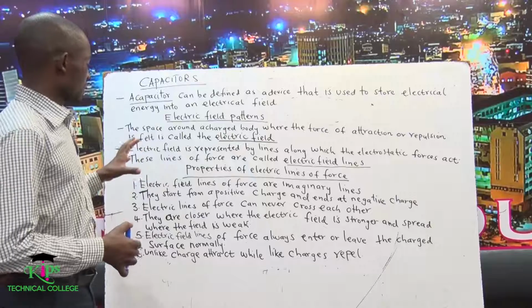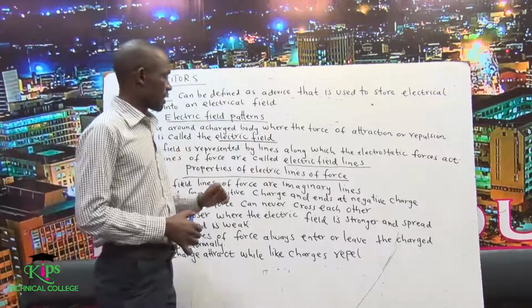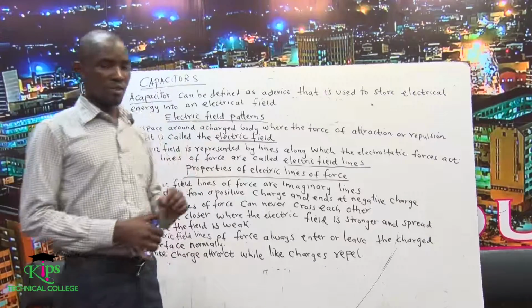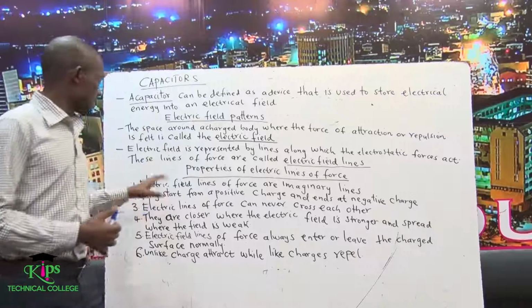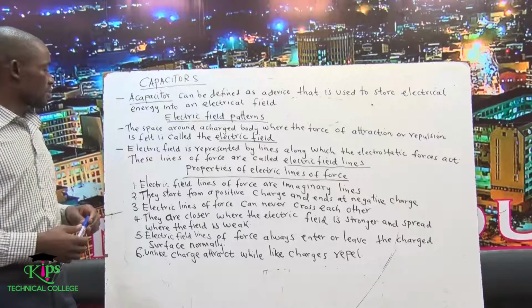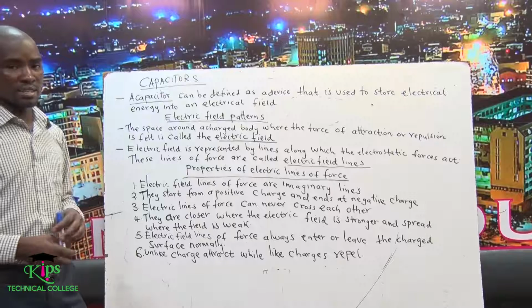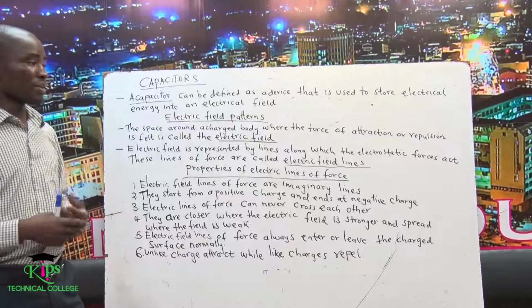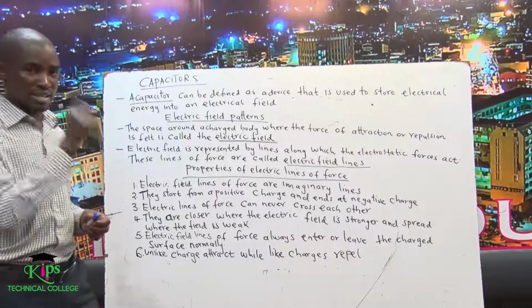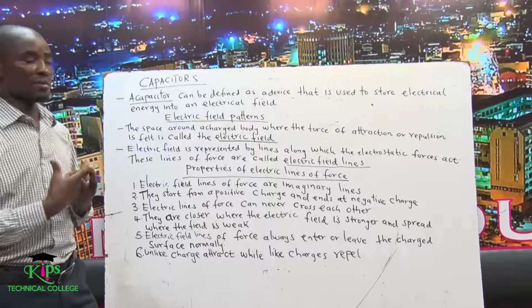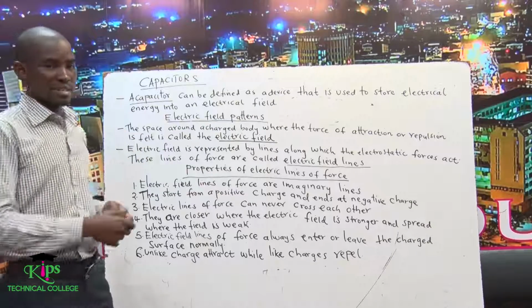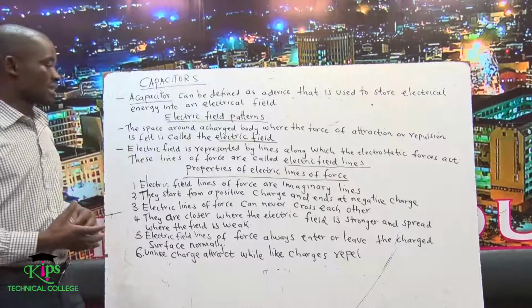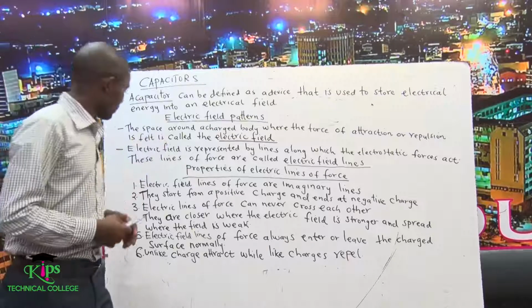We now want to look at properties of electric lines of force. What are the properties? Number one property is electric field lines of force are imaginary lines. We are saying they are imaginary because you cannot actually touch them. You cannot see them. But because of science, we know they do exist. So they are imaginary. We imagine they exist.